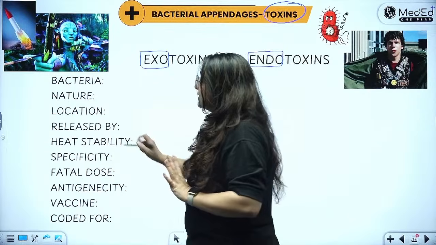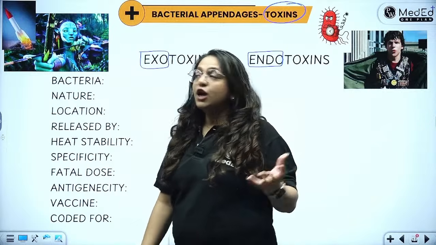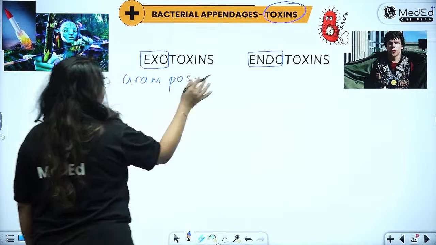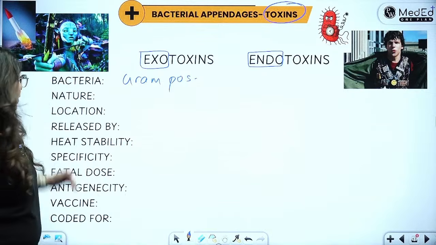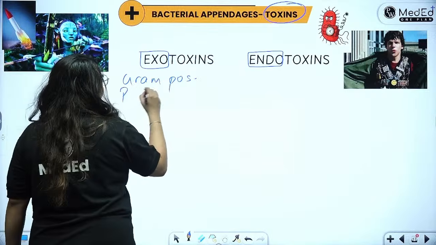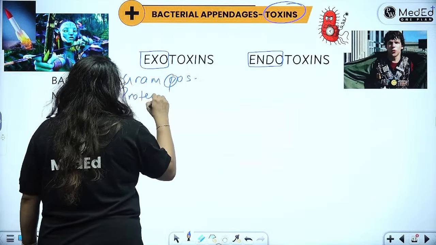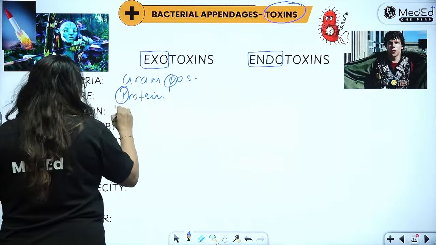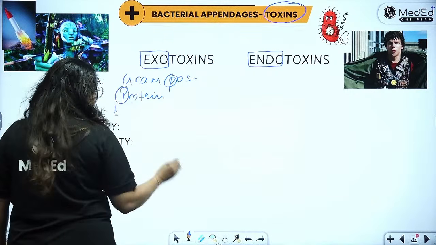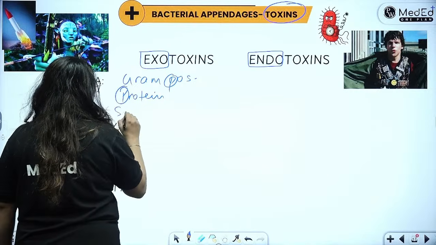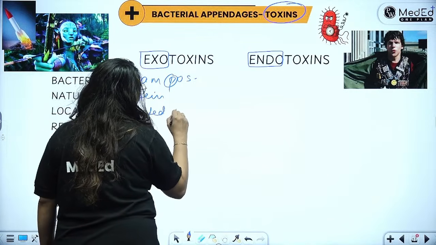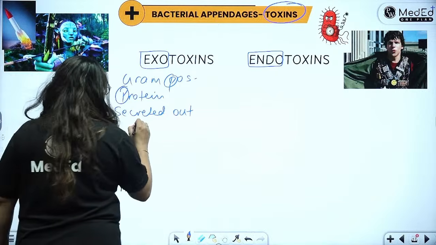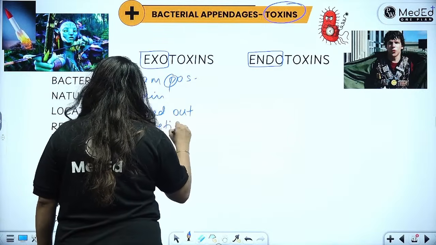First of all, these are the avatar people, the blue people. Exotoxins are released by gram-positive bacteria. What is the nature? P for positive, P for protein. So these are protein in nature. What is the location? They are excreted out. They are secreted out of the cell. They are not present inside the bacterial cell wall. They are released by secretion, sent out of the cell.